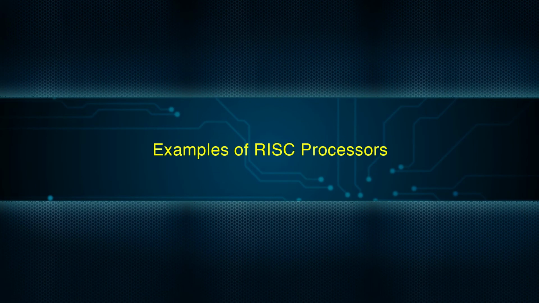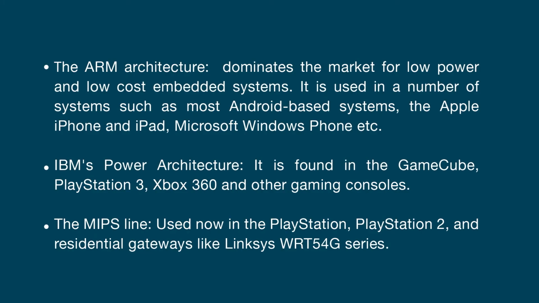Examples of RISC processors. The ARM architecture dominates the market for low power and low cost embedded systems. It is used in a number of systems such as most Android based systems, the Apple iPhone and iPad, Microsoft Windows phones, etc. IBM's Power architecture is found in the GameCube, PlayStation 3, Xbox 360 and other gaming consoles. The MIPS line is used now in the PlayStation, PlayStation 2 and residential gateways like the Linksys WRT54G series.